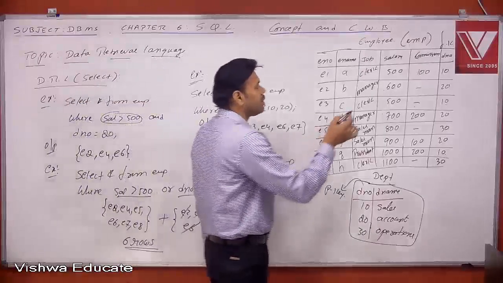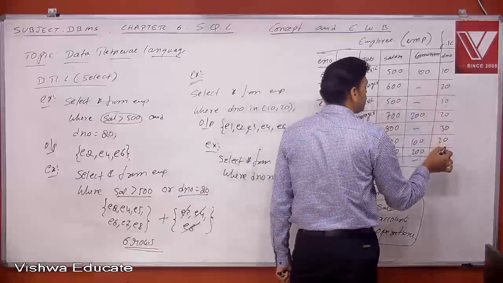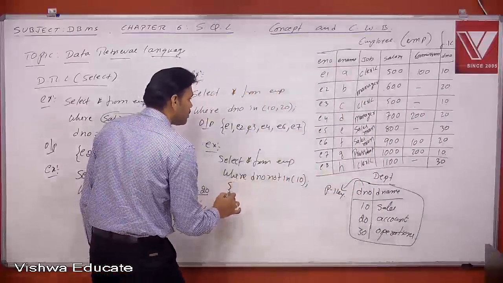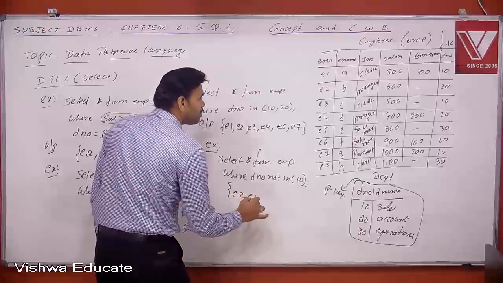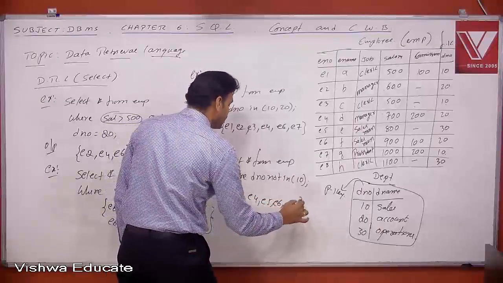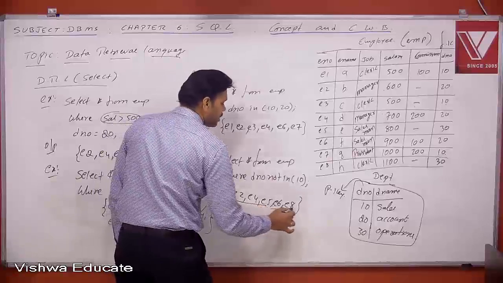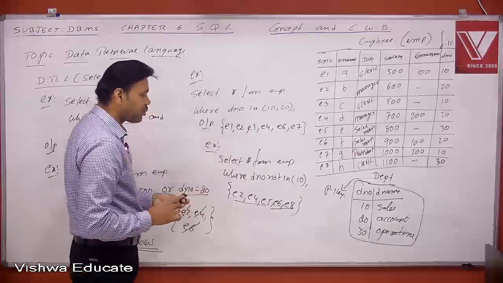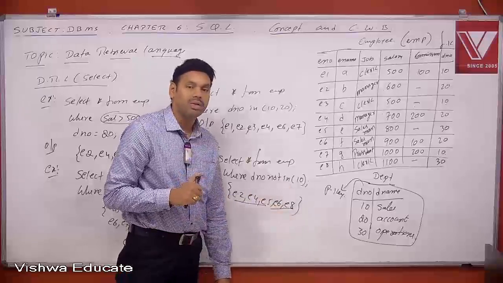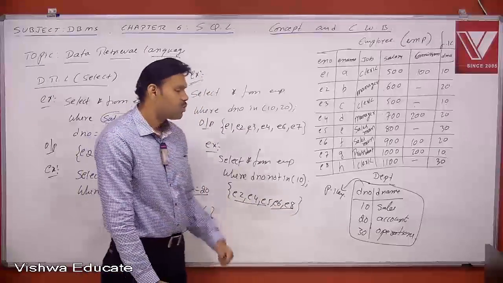So who are those guys? So 1, 2, 3. 3 employees are working in 10. Apart from that, it is going to give you E2 and E4 and E5 and E6 and E8. So these are the guys who do not belong to the 10 department. This is how you can use a not clause. Okay, copy up to this.